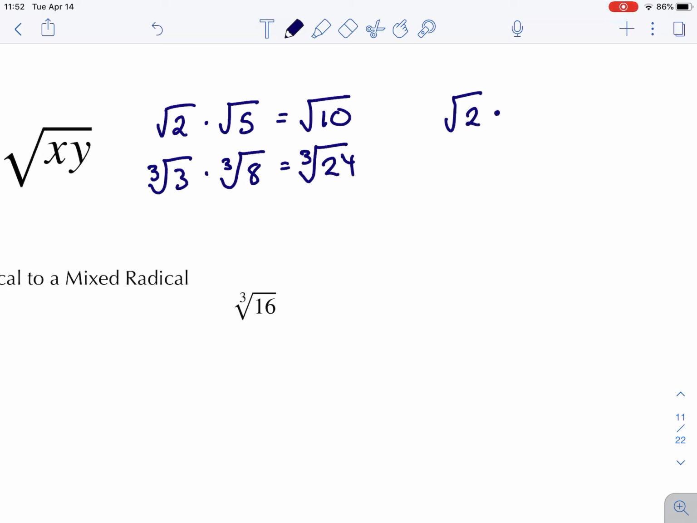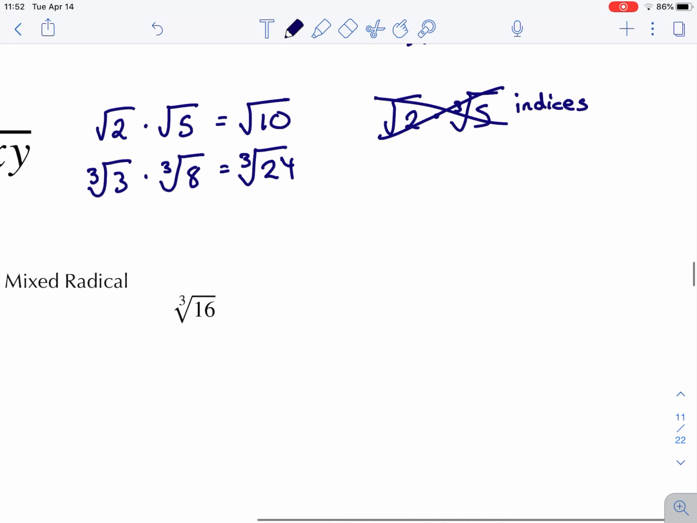We cannot do the square root of 2 times the cube root of 5. This does not work. Indices have to be the same.